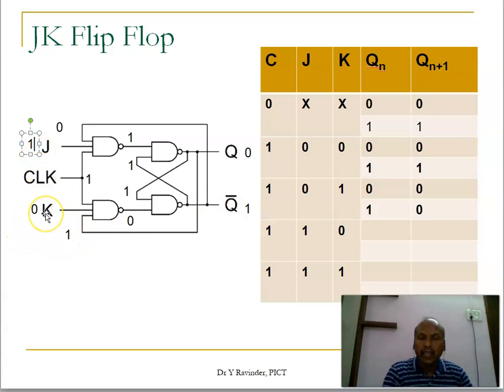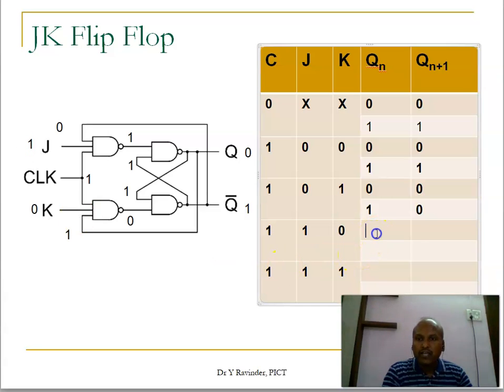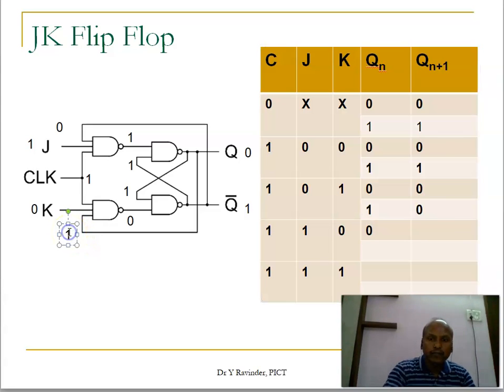J is 1, K is 0 and the previous output I consider it as 0. So this 0 will go here and this 1 will go here. So this one, this one, this one, all are ones, so it will become 0.